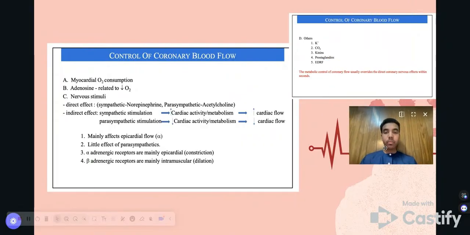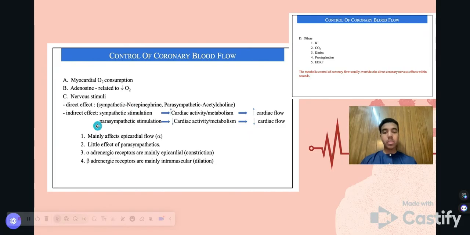Okay, here we have control of coronary blood flow. Remember, we had control of skeletal muscle blood vessels. Here we have control of coronary blood flow. Also, myocardial oxygen consumption: if your heart needs more oxygen, you're going to have vasodilation. Adenosine is related to lower oxygen. Adenosine, as we said, is a vasodilator, so it's going to increase your blood flow when you have less oxygen.